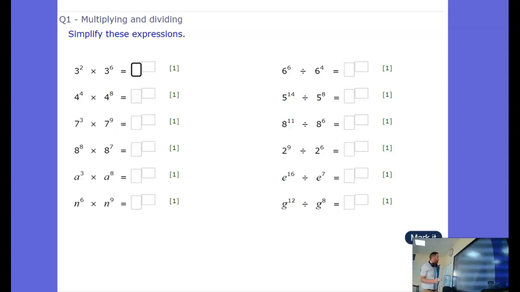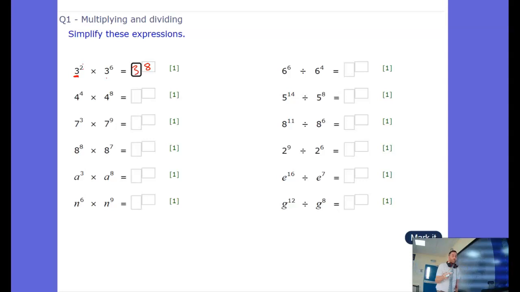Now the first law is that when we multiply powers of the same base, so in this case the base is 3, the power is 2, when we multiply powers of the same base we add the powers. So this one becomes 3 to the power of 2 plus 6, which is 8. Pretty straightforward, all of those dead easy.